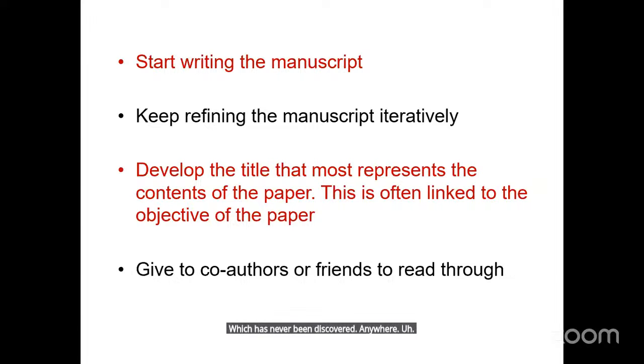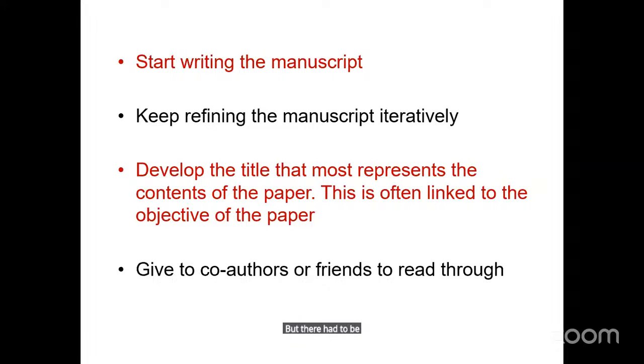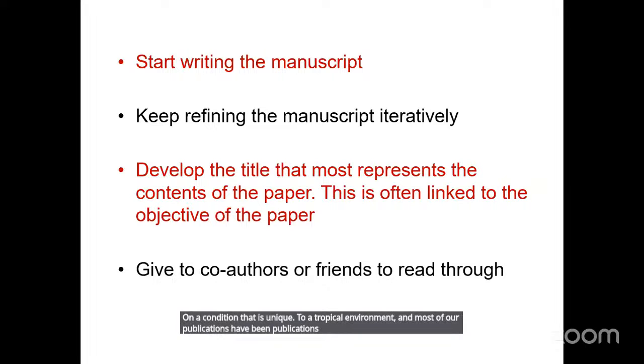Of recent, we all had the incidence of coronavirus when people were coming out with vaccines, and these vaccines never existed before, but they had to be invented to address a crisis. Now, in agriculture, there may be a new discovery on a condition that is unique to a tropical environment, and most of our publications have been from outside Uganda. How do we address this?